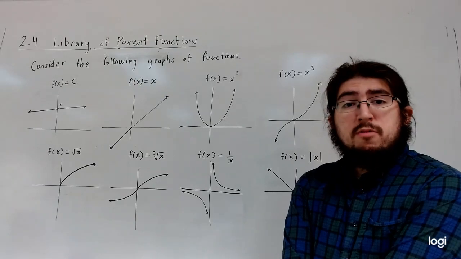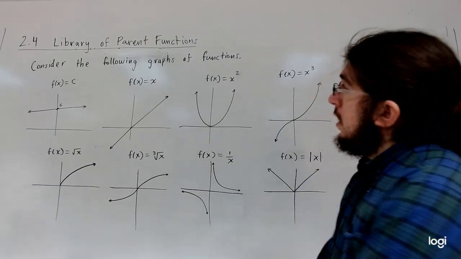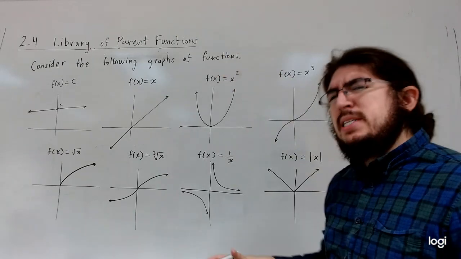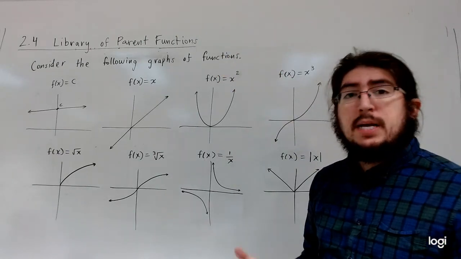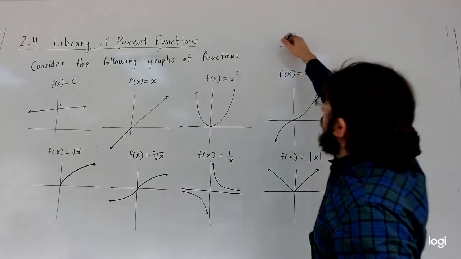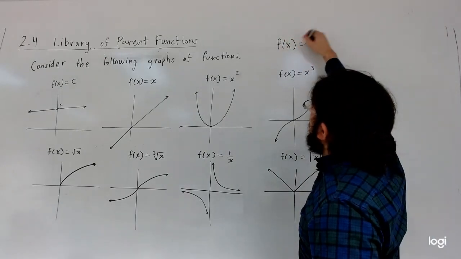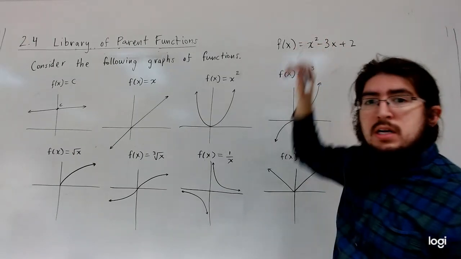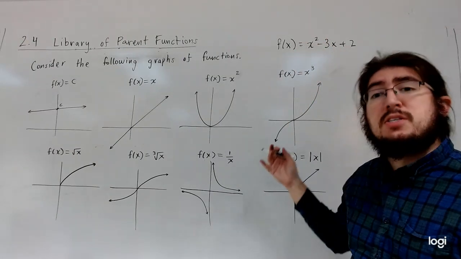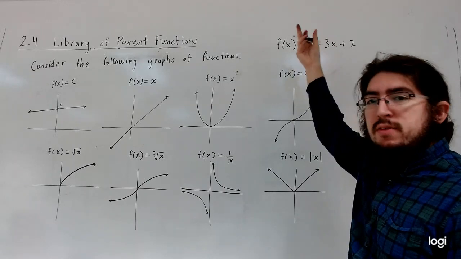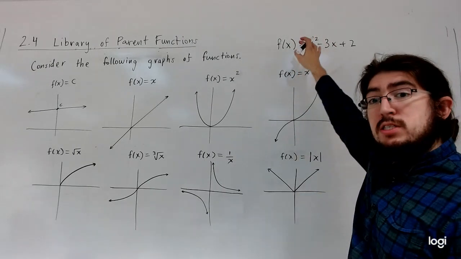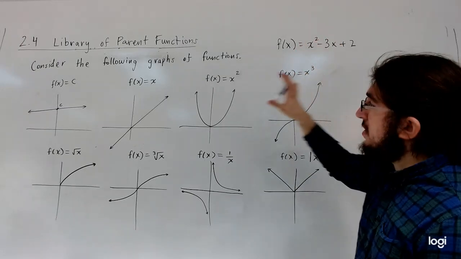Okay, so for 2.4 we're going to consider the following library of what are called parent functions. So they're kind of more basic functions that aren't too crazy. An example of a non-parent function would be something like f of x is equal to x squared minus 3x plus 2. We'll see this in the next section, but this, as it turns out, is what is called the transformation of a parent function. And the highest power is 2, so it's actually a transformation of x squared.